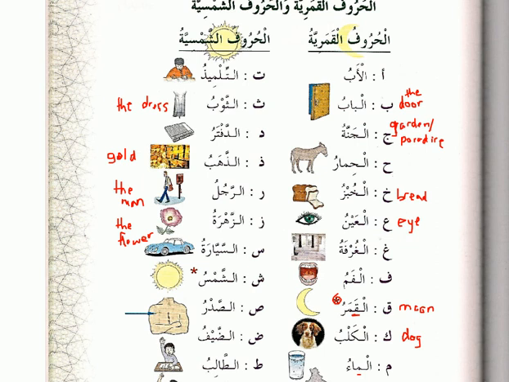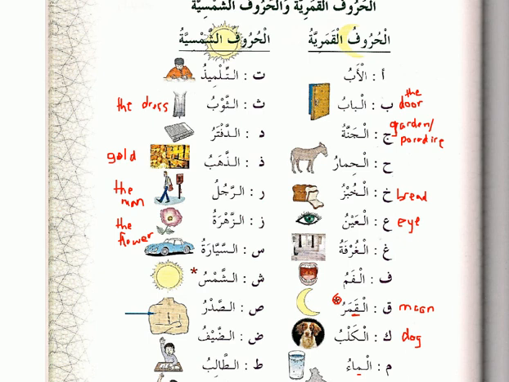Okay, Az-Zahratu, the flower. Next one is Seen. So we have Ra, Zay, Seen. As-Sayyaratu, good. We already went through this one, right? As-Sayyaratu, the car. Good. Okay, As-Sayyaratu, the car.